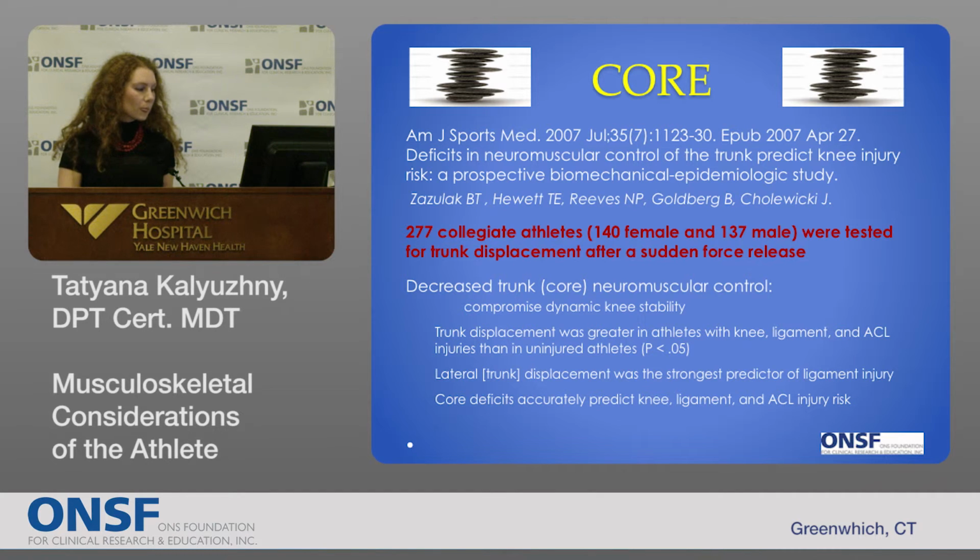25 were injured. What they found was that decreased trunk neuromuscular control compromised dynamic knee stability. Trunk displacement was greater in athletes with knee ligament ACL injuries than in uninjured athletes. And lateral displacement was the strongest predictor of knee ligament injury. So when they trunk lean to the side, that could be a big predictor when you see your patients do that. Ultimately, core deficits accurately predict knee ligament and ACL injury risk.